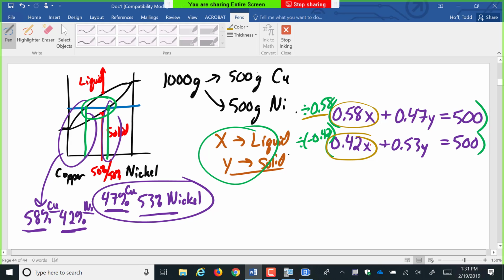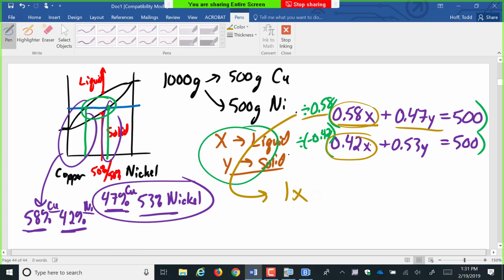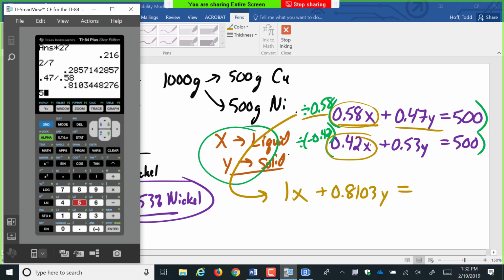So in the top equation, 0.58X divided by 0.58 gives me just X. 0.47Y divided by 0.58 is, I'm going to go to 4 digits here, 0.8103. Y equals 500 divided by 0.58, which gives me 862.07, we'll call that.